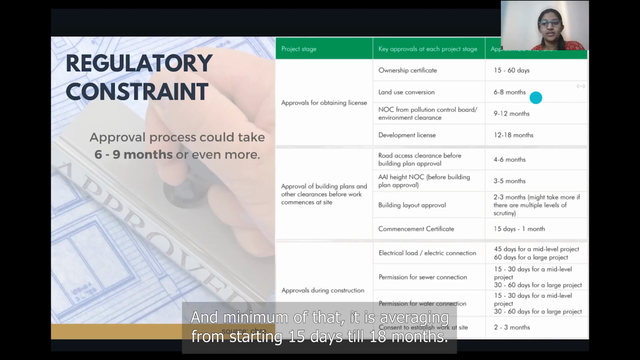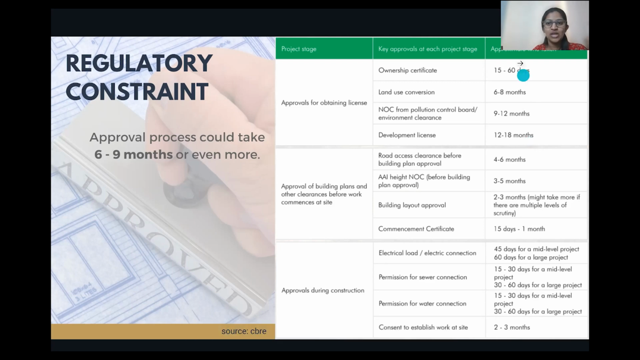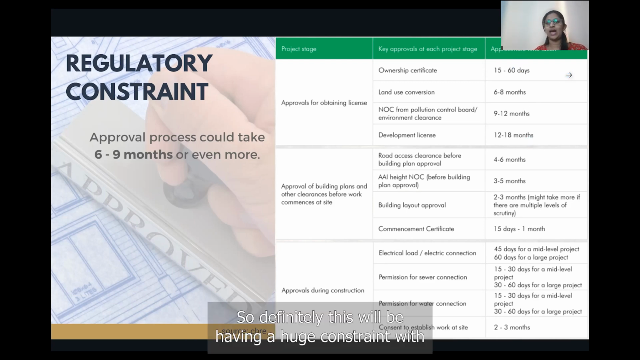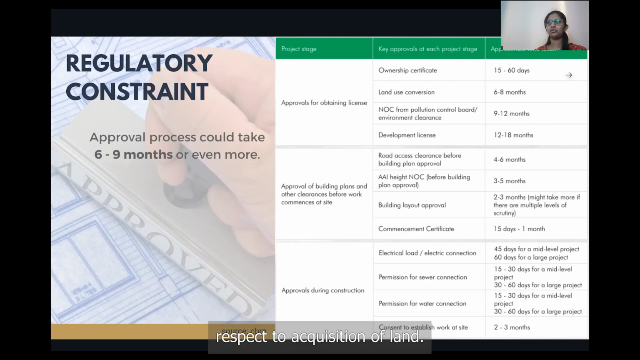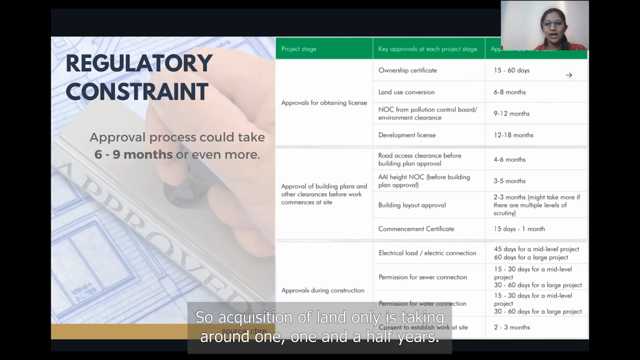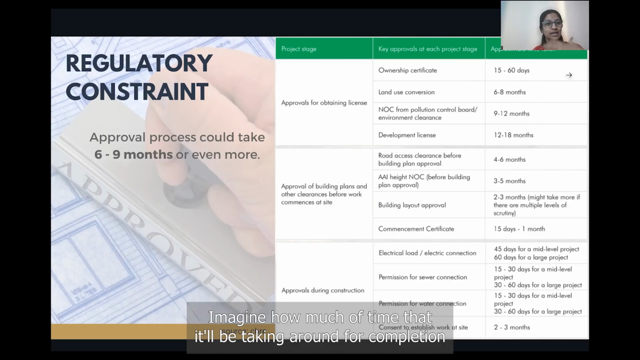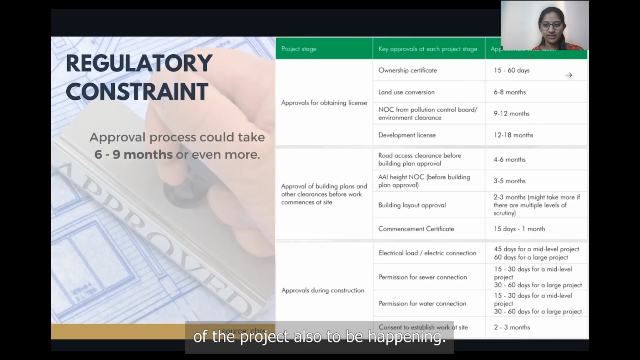And for that, it is averaging from a minimum of 15 days up to 18 months. That is close to 1.5 years. This is for the licensing part of it. So definitely this will be a huge constraint with respect to acquisition of land. So acquisition of land alone is taking around 1.5 years. Imagine how much time it will take for the completion of the project to happen.